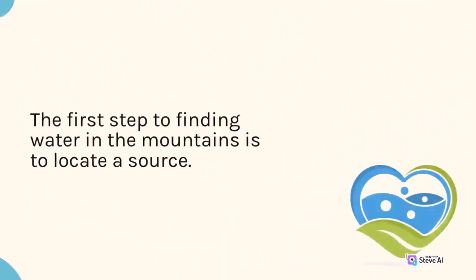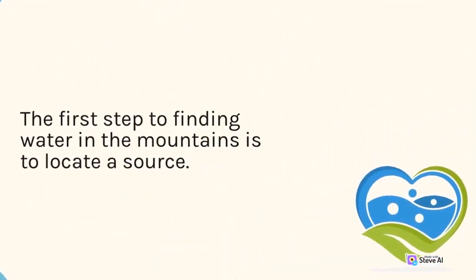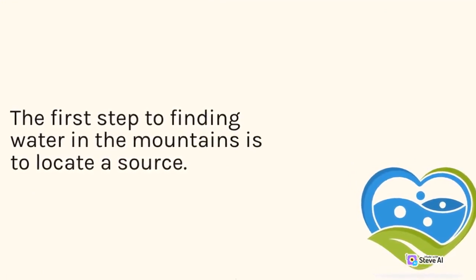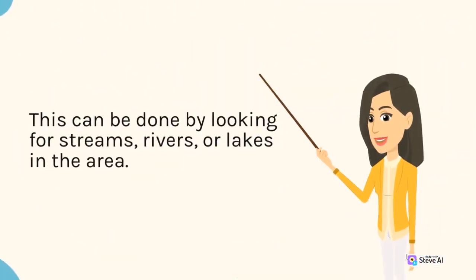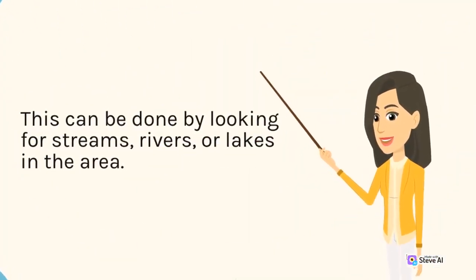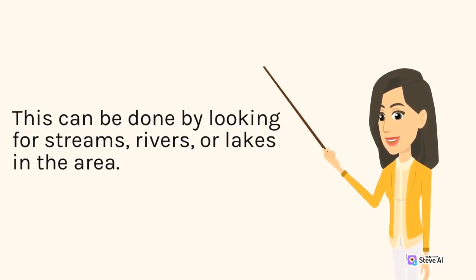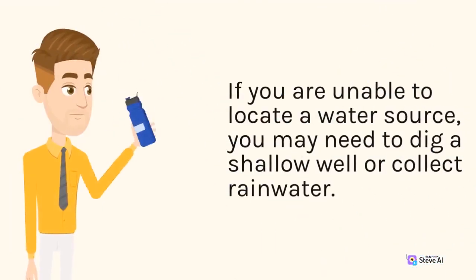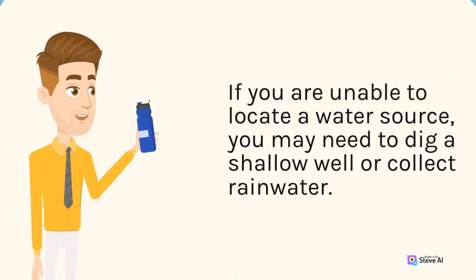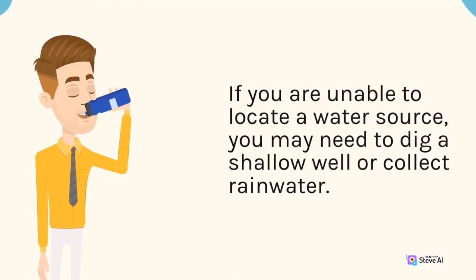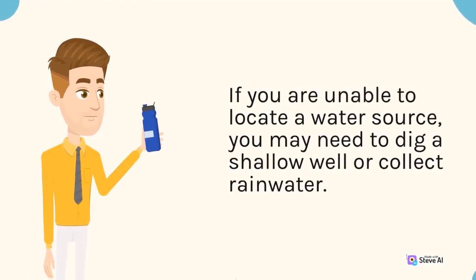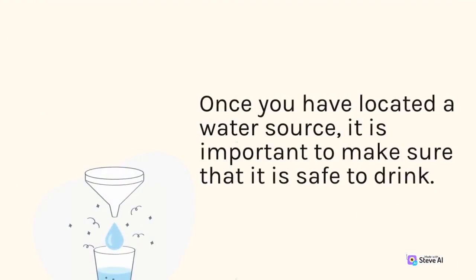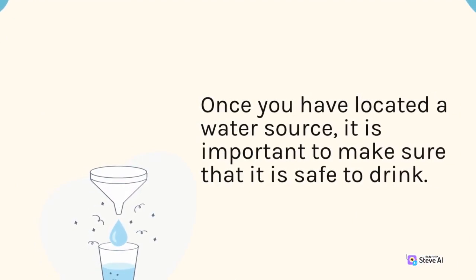The first step to finding water in the mountains is to locate a source. This can be done by looking for streams, rivers, or lakes in the area. If you are unable to locate a water source, you may need to dig a shallow well or collect rainwater. Once you have located a water source, it is important to make sure that it is safe to drink.